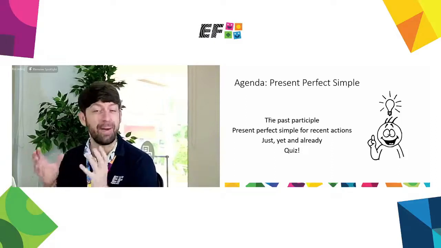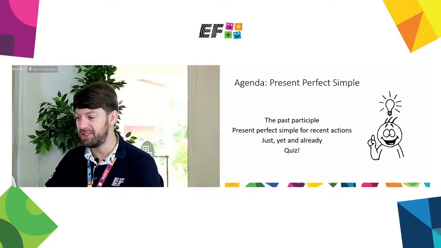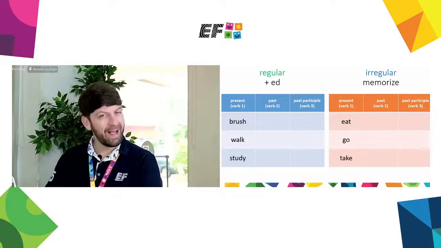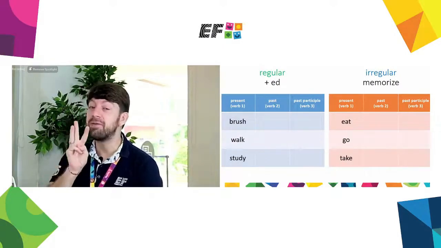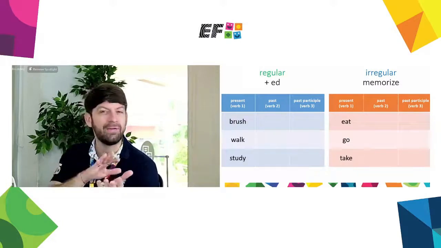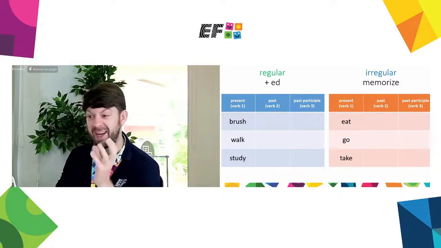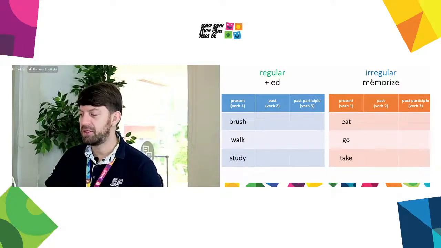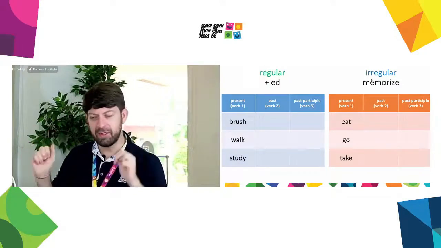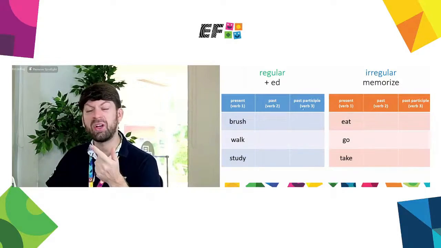What is the past participle? And that's a great question. So the past participle is another word for verb 3. And we have two types of verb. We have our regular verbs and our irregular verbs. So if we look here, our regular verbs, we have brush, walk, study.